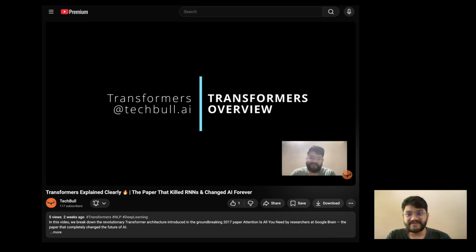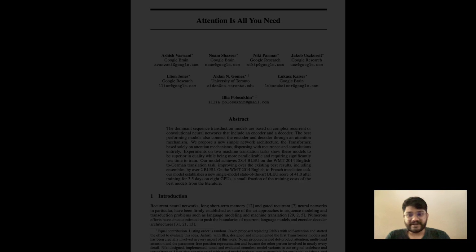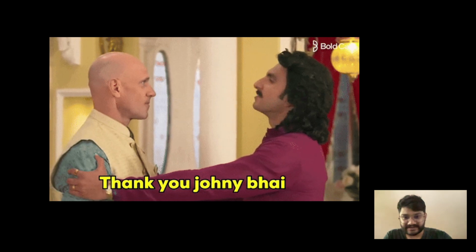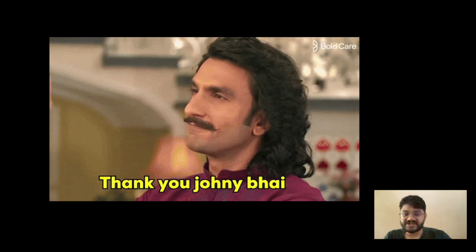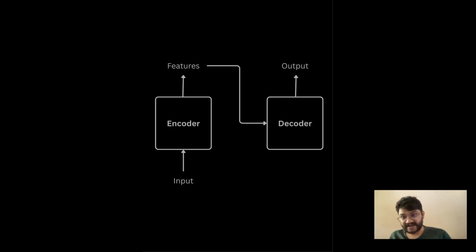So in the previous video, we discussed the big idea behind the transformer, the groundbreaking 2017 paper Attention Is All You Need, and RNNs and LSTMs, the problem with them and the solution that transformers come with. It is all available in our previous video. Go check it out. So let's discuss the two main blocks of the transformer, that is the encoder and decoder.